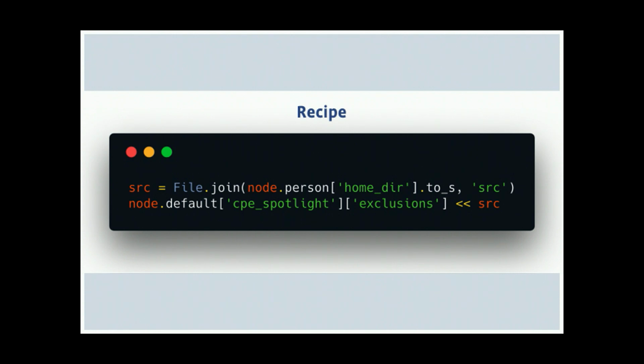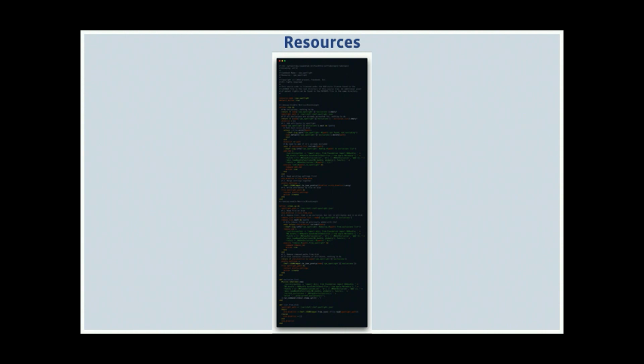In this example, I'm declaring that I want the source folder inside my home directory to be included in the Spotlight exclusions so that it is not indexed by Spotlight. Just by setting this to any value other than nil, you're making sure that Chef will take action on that object when it gets to the convergence time. And I did this on purpose.